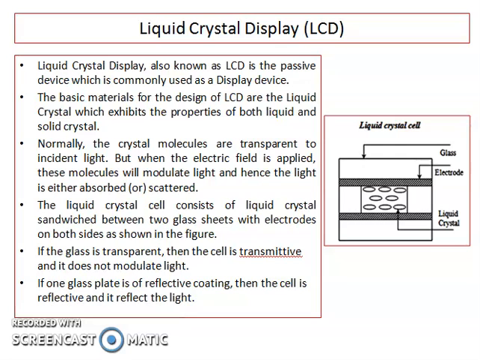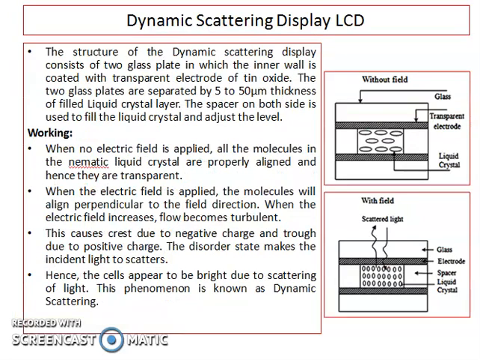The liquid crystal cell consists of liquid crystal sandwiched between two glass sheets with the electrodes on both sides as shown in the figure. So here we find that the liquid crystals are available here. So the two electrodes are here. If the glass is transparent, then the cell is transmittive and it does not modulate light. If one glass plate is made up of reflective coating, then the cell is reflective and it reflects the light.